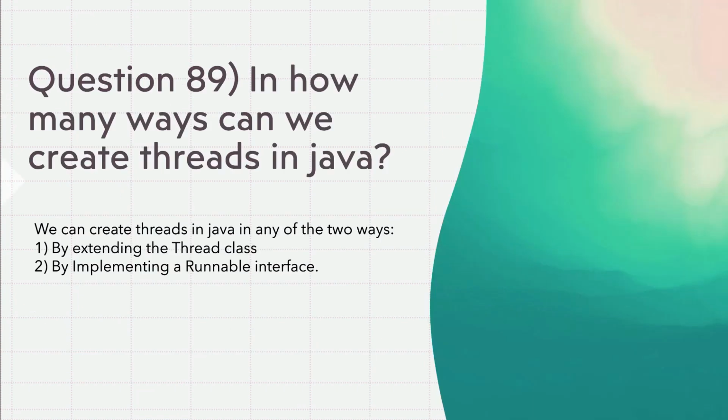Question 89. In how many ways can we create threads in Java? We can create threads in Java in any of the two ways. 1. By extending the Thread class. 2. By implementing a Runnable interface.